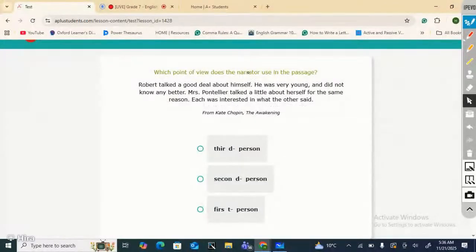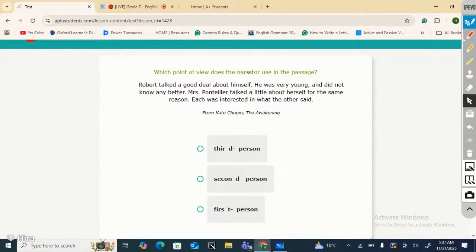Robert talked a good deal about himself. He was very young and did not know any better. Mrs. Pontellier talked a little about herself for the same reason. Each was interested in what the other said.